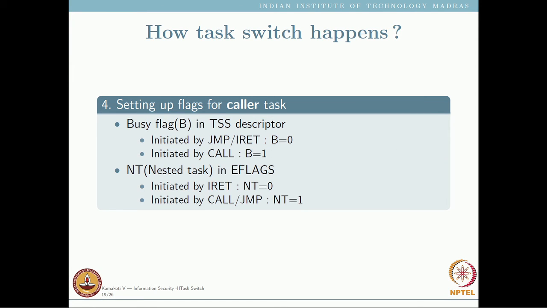Now, after doing this, what is happening here? We have to set up flags for the caller task. The busy flag B in the TSS descriptor is set to 1 if the switch is initiated by call, and if it is initiated by jump or IRET, it is set to 0. For example, I am a caller routine, I call somebody, that means till he finishes I cannot execute, so I am busy, correct. But if I am just jumping to somebody, I am no more busy, because I have gone there and he may come back or not, so I am not busy.